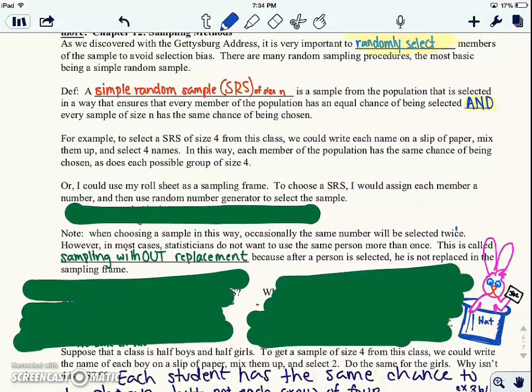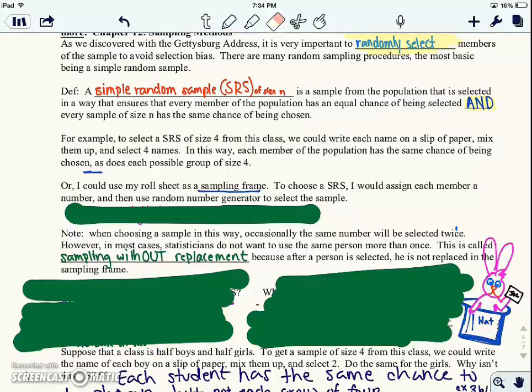For example, to select a simple random sample of size 4 from this class, we could write each name on a slip of paper, mix them up, and select 4 names. In this way, each member of the population has the same chance of being chosen, as does, here's the and, each possible group of size 4. Okay, here's another way to do it. I could use my roll sheet as a sampling frame, vocab word from last time, to choose a simple random sample. I could assign each member a number, and then use the random number generator to select the sample.